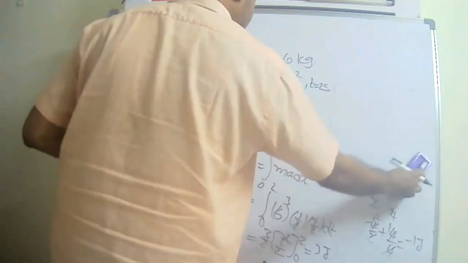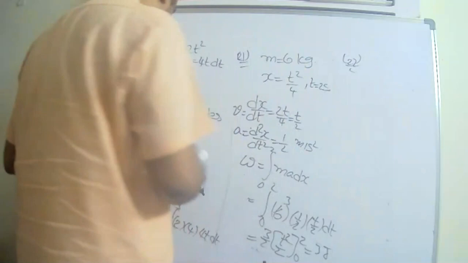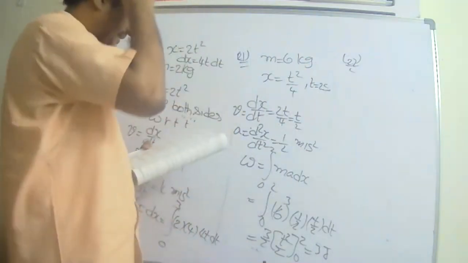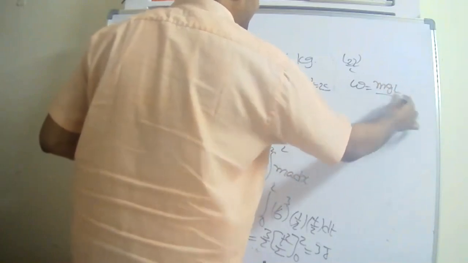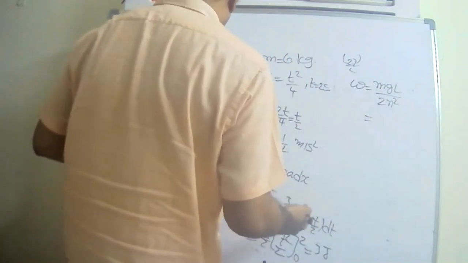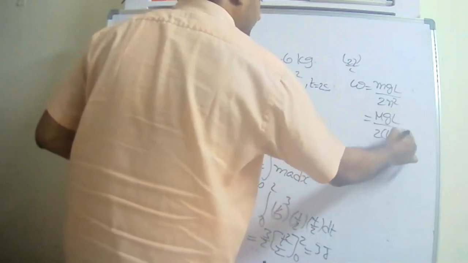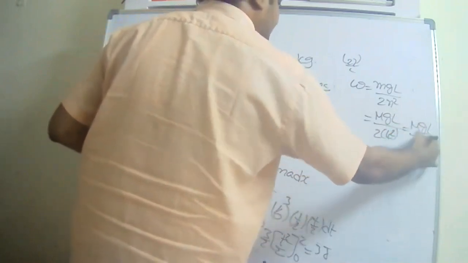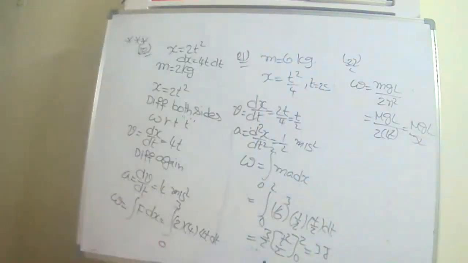So next question, direct formula. 1/4 of the chain is hanging down from a table. Work done in bringing the hanging part onto the table. W is equal to mgl by 2n square. So n is given as 4. So mgl by 2 times 4 square, mgl by 32. 4 square is 16. Okay? Variable force. Next, he has given a graph.